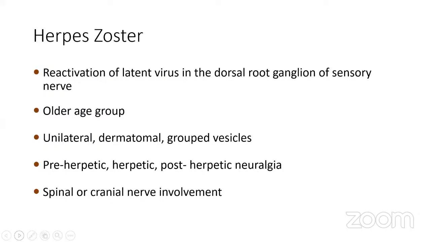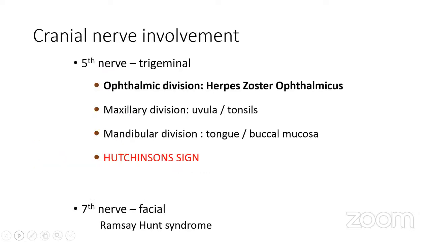There can be spinal or cranial nerve involvement. The usual cranial nerve is the 5th nerve, the trigeminal, or the 7th nerve. The 5th nerve involvement commonly involves the ophthalmic division of the trigeminal nerve, causing herpes zoster ophthalmicus. The Hutchinson sign: if there are vesicles on the tip of the nose, it means the 5th nerve is getting involved. That is herpes zoster ophthalmicus. And the seventh nerve is the facial nerve, and that's called Ramsay Hunt syndrome.